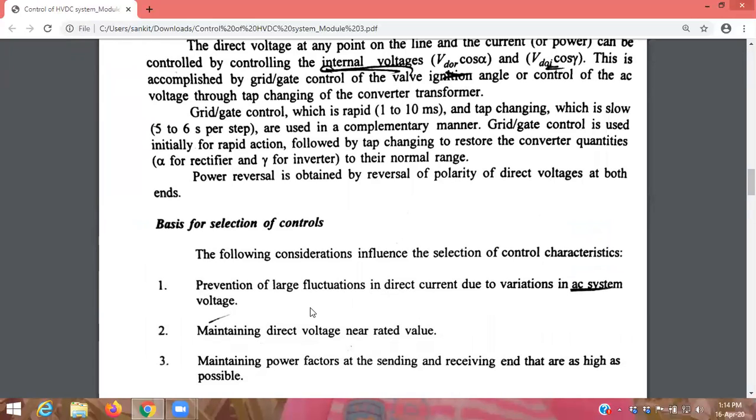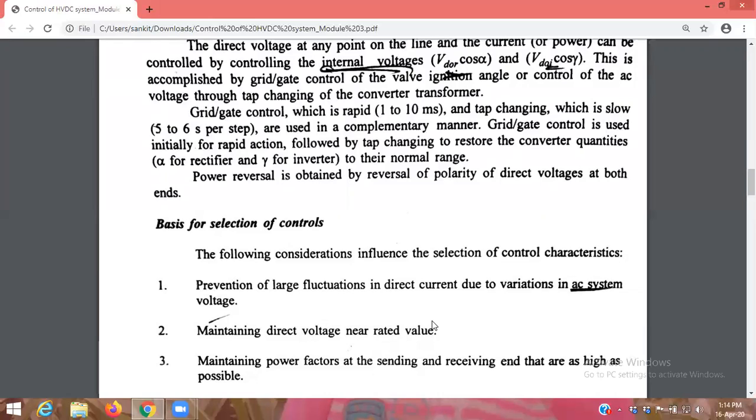And the second is to maintain the direct voltage near the rated value. That means VD0R or VDI. It means you need to maintain the voltage at the rectifier terminal or inverter terminal at its rated value. Why? If these are not at the rated value, the valve utilization or the converter utilization will not be good. And if not good, then economically it will not be advantageous to use an HVDC system. Similarly, there will be losses also. There is underutilization of the component.